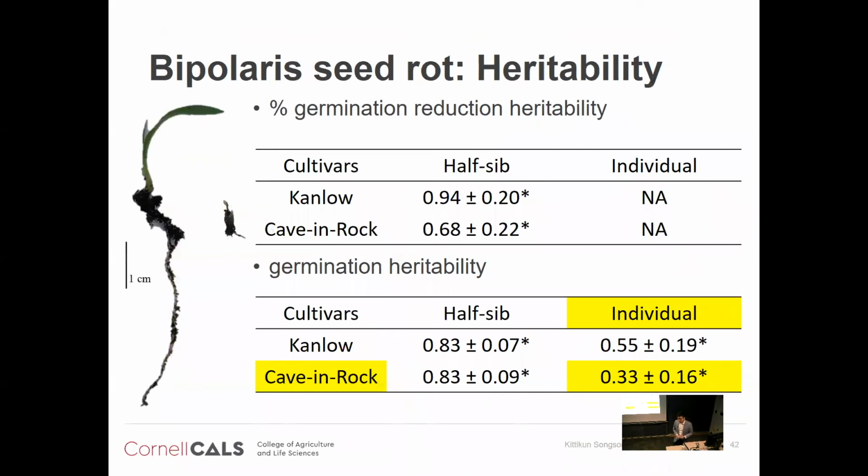Normally when we make a selection, it's good to know how heritable the trait is. That's why I evaluated the heritability based on the individual and based on the half-sib. The results show that for resistance to Bipolaris seed rot, Kanlow switchgrass shows moderate to high heritability at 0.5. Cave-in-Rock, the one I actually selected, shows 0.3, which is also moderate heritability. When you get this number before you make the selection, you hope that you can get some gain from this selection.